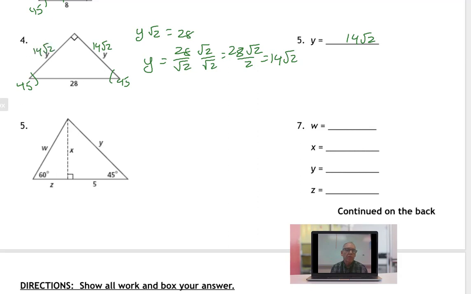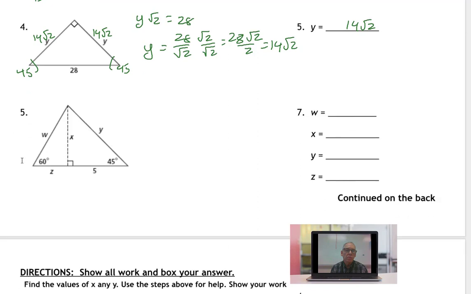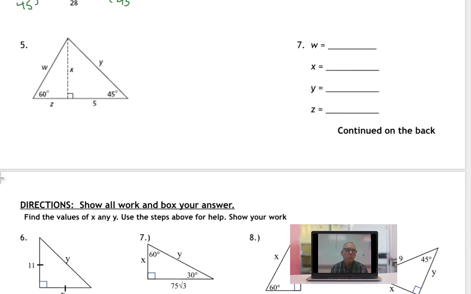Let's look at number 5. So let's see. Here we have a 45, 45, 90. X is going to be a 5. And y is going to be 5 root 2. So we've got 5 for x, 5 root 2 for y.